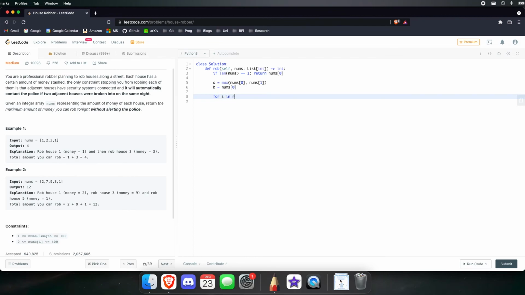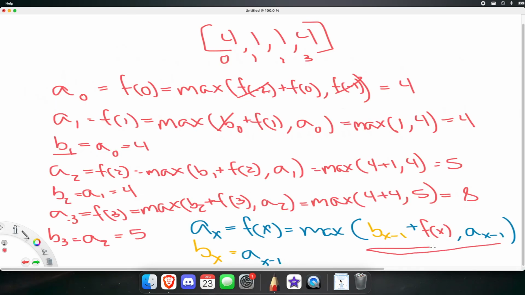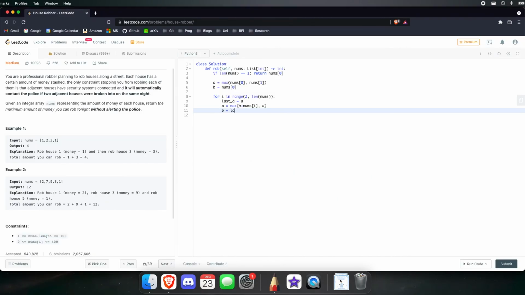Now for i in range of 2 all the way to the length of nums, let's temporarily store whatever our a is. This will represent our last a. Let's call this last a. Now let's update our a. Our a is going to be the maximum between b plus nums of i, or the current a we have. Again, that's following exactly this formula right here. And then b is equal to our last a. And then finally, let's return a.